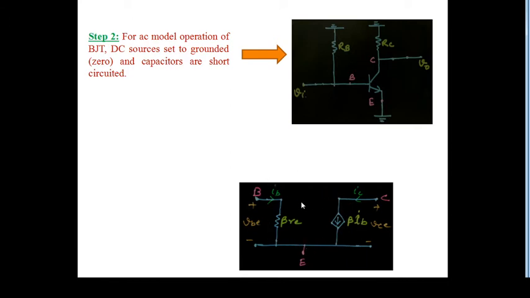Okay, it is already discussed how it is coming. Yes or no? Okay, so after that, this part is clear to you. Means for AC analysis, we have just shorted the capacitor and grounded the DC voltages.